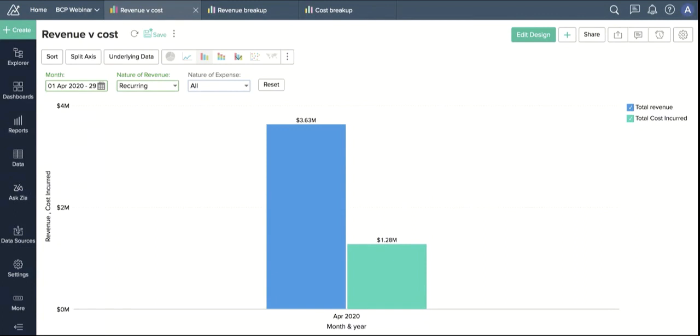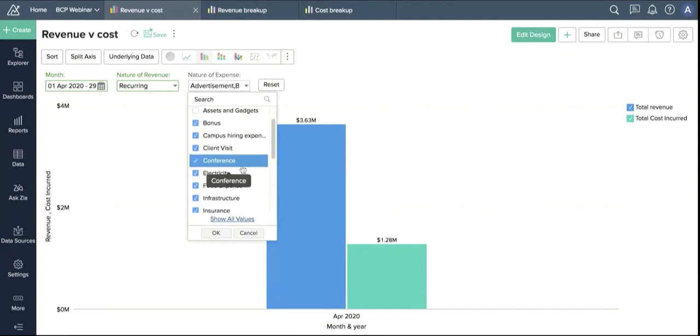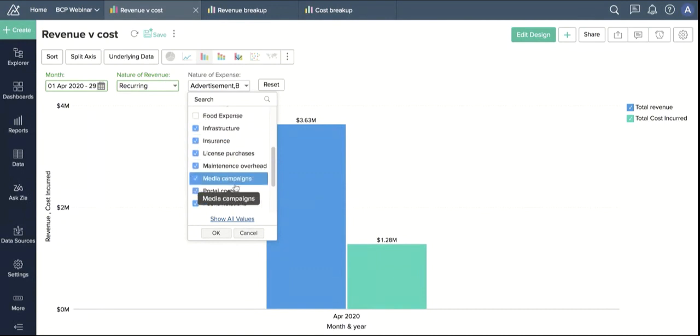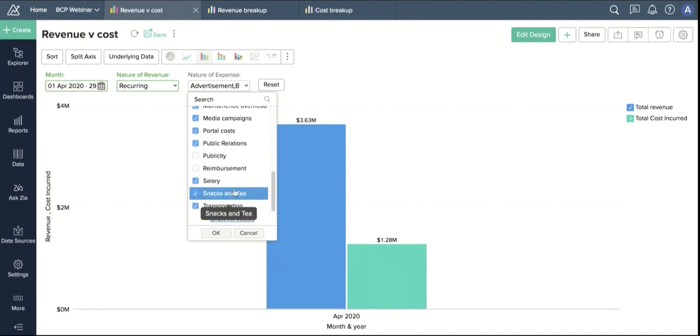Now, I would like to knock off some of the nature of expenses given the work from home environment. I can knock off the assets and gadgets. I might want to knock off the client visits because it's all moving online. Might knock off the conferences, electricity, food expenses, and then might also want to knock off the publicity, reimbursement, snacks and tea, transportation, and I hit OK.